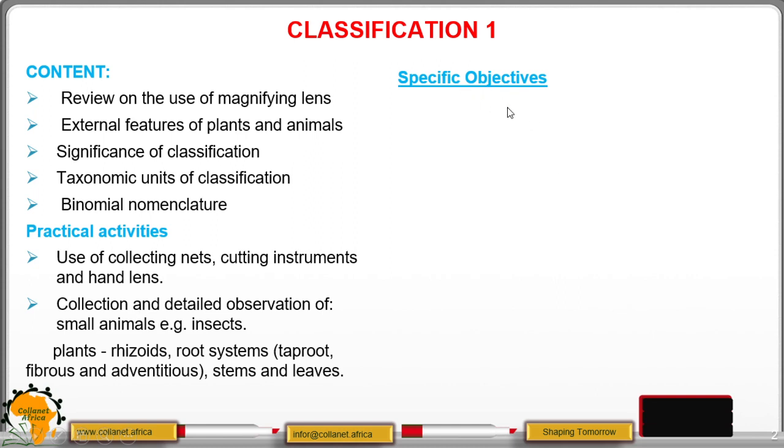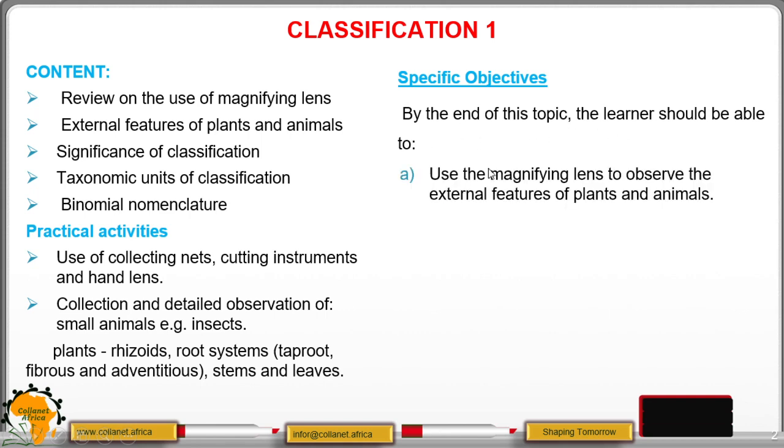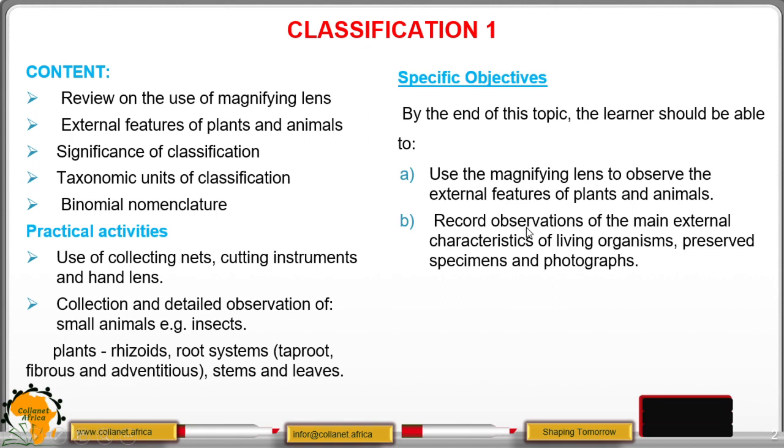We move to specific objectives. By the end of this topic, you, the learner, should be able to use the magnifying lens to observe the external features of both plants and animals, record observations of the main external characteristics of living organisms, whether preserved specimen or even photographs, and also state at least 3 significances or importance of classifying living organisms.